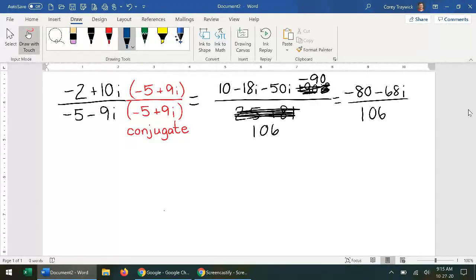Oh, there it goes. All right, so we can divide all of these by 2. That makes negative 40. Negative 68i becomes negative 34i, because 68 divided by 2 is 34. 106 divided by 2 is 53. 53 is a prime number, and that means that we can stop. So the answer to this one is negative 40 minus 34i over 53.